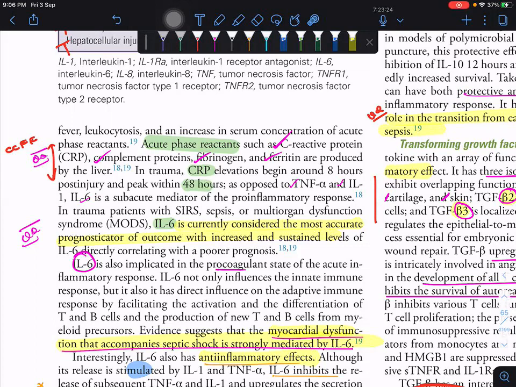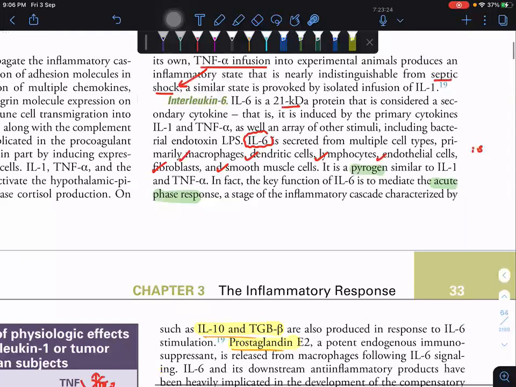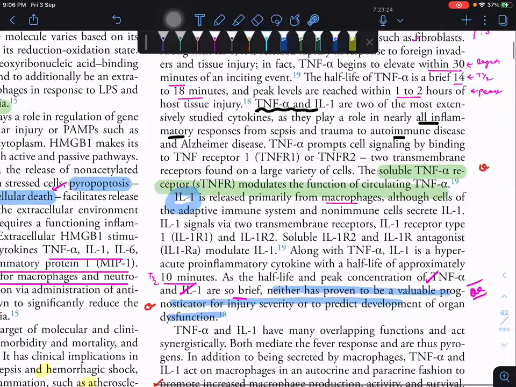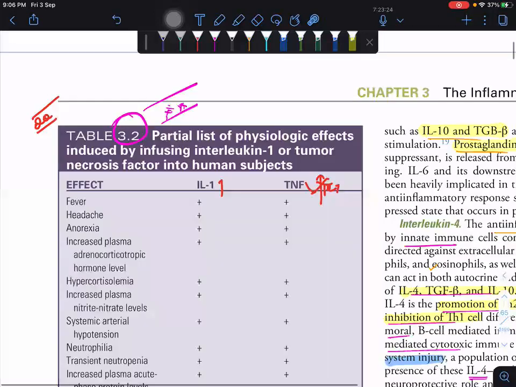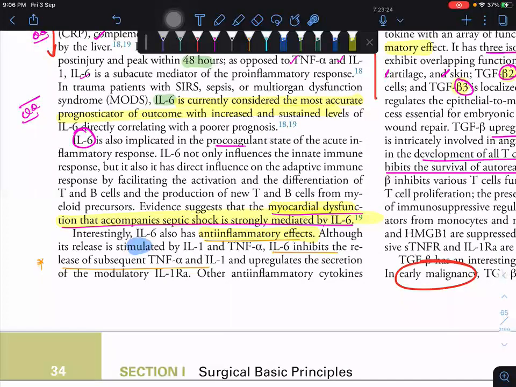And the next thing is IL-6 is currently considered the most accurate prognosticator of outcome, with an increased and sustained level of IL-6 directly correlating with poor prognosis. So here we saw that IL-1 and TNF are not used as prognosticators. In the last line on TNF, you see TNF-alpha and IL-1 are neither proven to be valuable prognosticators, but IL-6 is used for prognostication. Whenever IL-6 is increased, it indicates poor prognosis. Remember, okay.